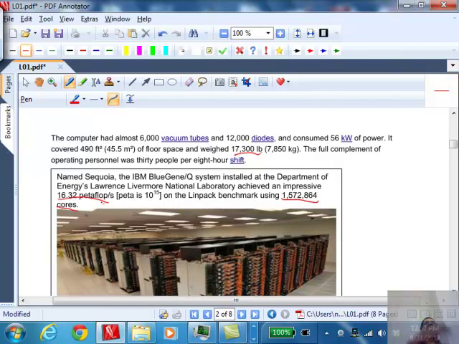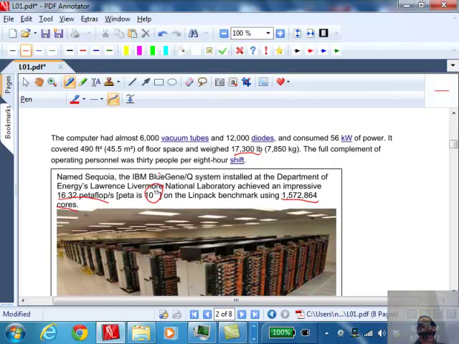We have kilo, mega, giga, tera, and then peta. Okay? 10 to the 15 calculations. 10 to the 15. 10 followed by 15 zeros. That many multiplications in 1 second.